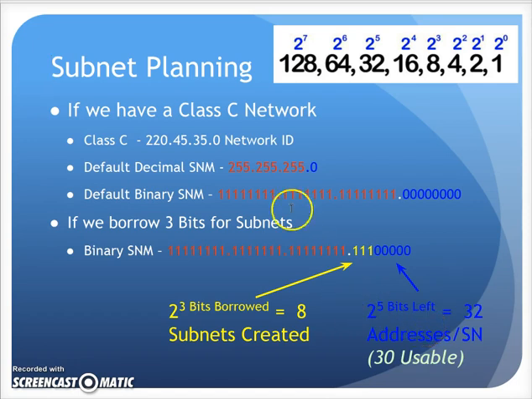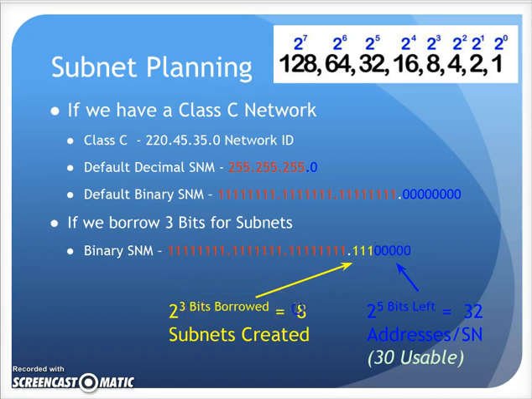If I have a Class C network with the default subnet mask and I borrow 3 bits from the host portion, 2 to the 3 tells me I'm going to get 8 subnets created. Now that I've borrowed 1 more bit for subnets, I have 1 less bit for hosts, don't I? So I'm going to get more subnets, but fewer nodes per subnet, because I'm taking the 0 to 255 and breaking it into equal pieces. If I cut more pieces, each piece is going to be smaller. It's like a little teeter-totter, a balancing act.